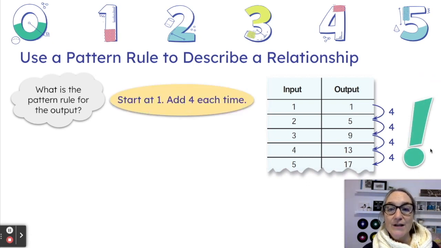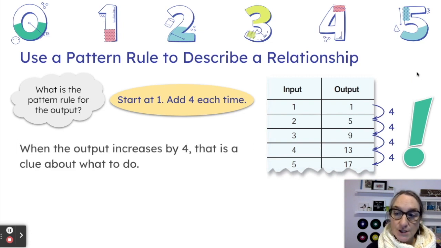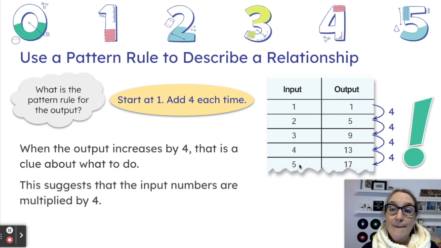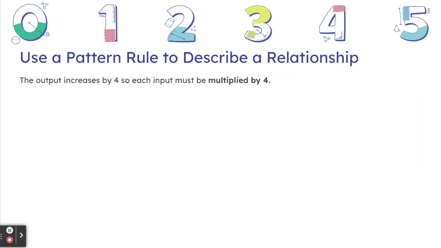Now, when the output increases by 4, see my big exclamation mark there? That is a clue about what to do. In this case, the output increases by 4 each time, where the input only increases by 1. So that tells us that we have to use multiplication and that each input must be multiplied by 4. Let's look at that in a bit more detail now. Okay, so I just said the output increases by 4, so each input must be multiplied by 4.